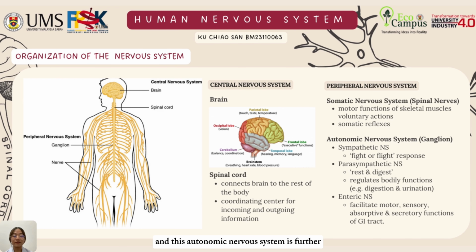And this autonomic nervous system is further divided into 3. First, we have the sympathetic nervous system, responsible for fight or flight response, the parasympathetic nervous system, for rest and digest, as well as regulate bodily functions such as digestion and urination, and lastly, the enteric nervous system, which facilitates motor, sensory, absorptive, and secretory functions of the GI tract.